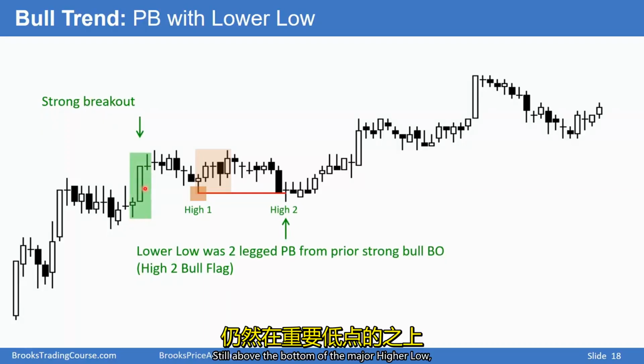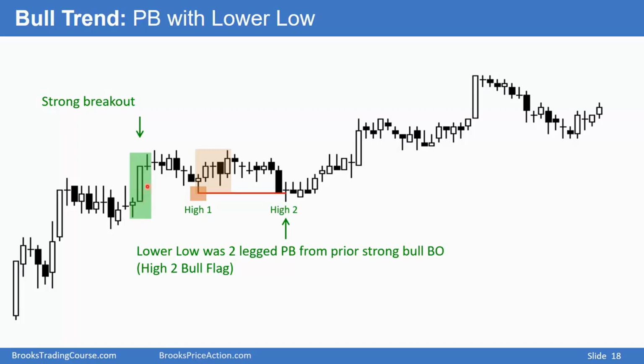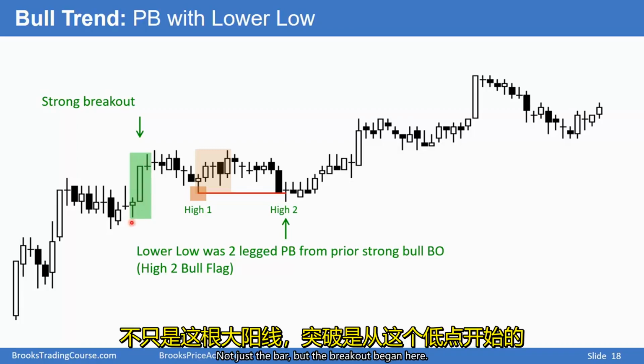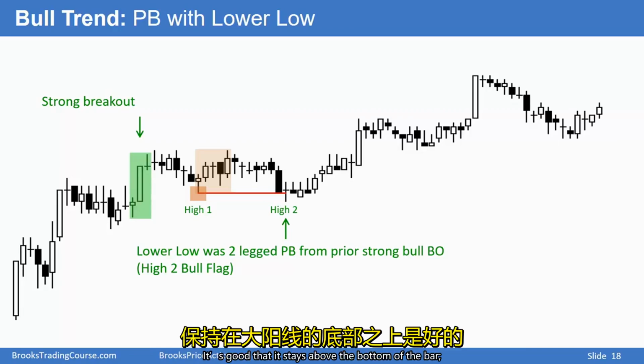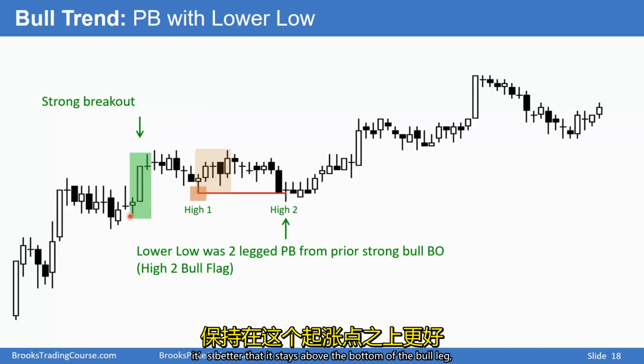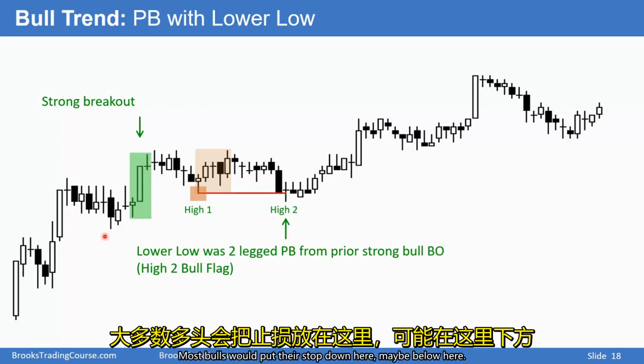Still above the bottom of the major higher low, the bottom of this bull breakout. Not just the bar, but the bottom of the breakout began here. It's good that it stays above the bottom of the bar. It's better that it stays above the bottom of the bull leg, and it's better that it stays above the bottom of the entire swing. Most bulls would put their stop down here, maybe below here.